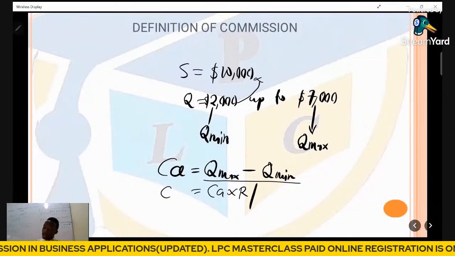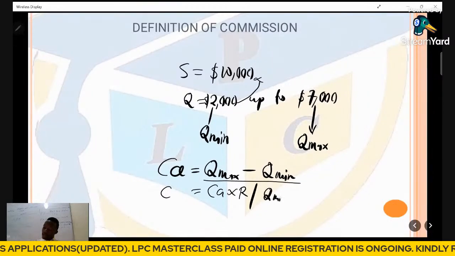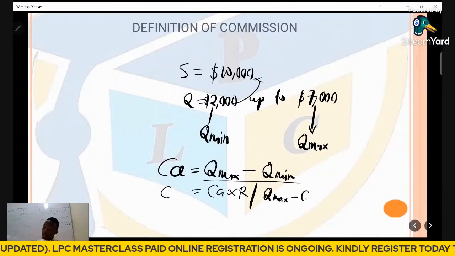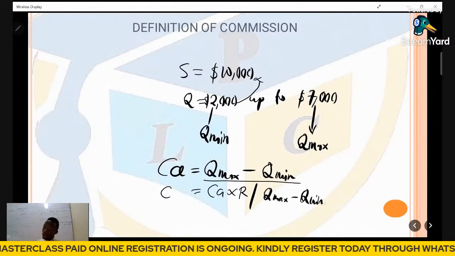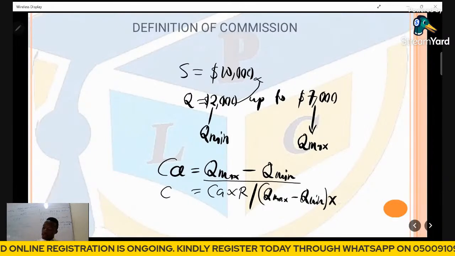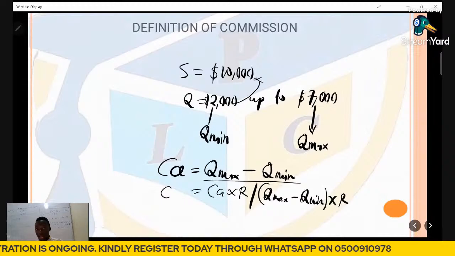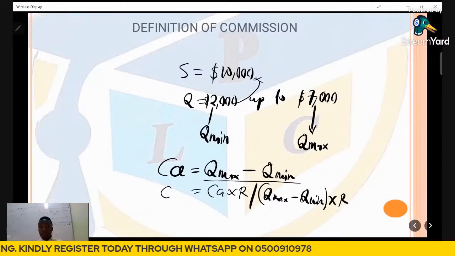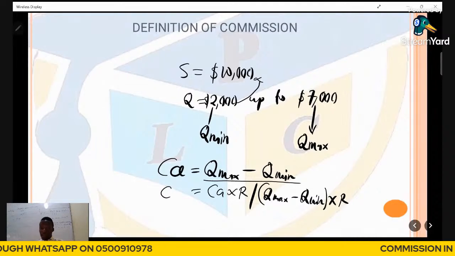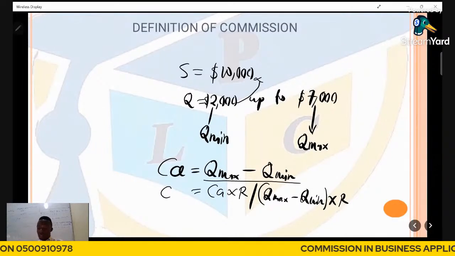Like this quota, the maximum quota compared with what? The minimum quota, or multiplied by the rate of what? Commission. This can also fetch me my commission. Or I'll first of all find the commission amount and then multiply by the rate. You can do it straight away, or you can find the individual expression, and then you are good to go.